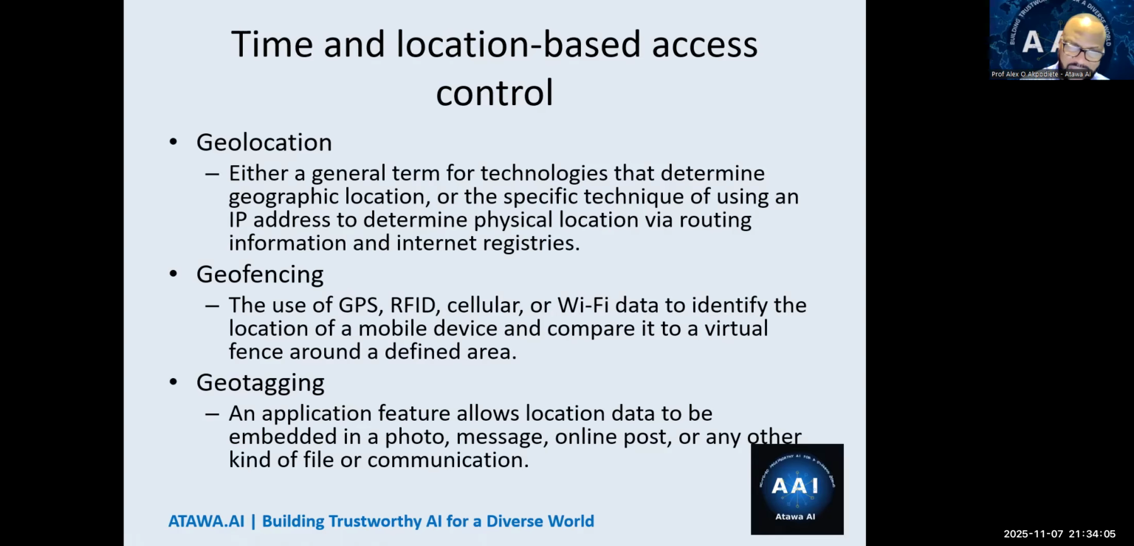And then geotagging, this is a feature of an application that allows location data to be embedded, like in a photo. You hear the word EXIF data, message, online post, or any other kind of file or communication. This is very good for intelligence gathering. So know these three definitions, the distinction of the three of them. That seems like good testable material, right?